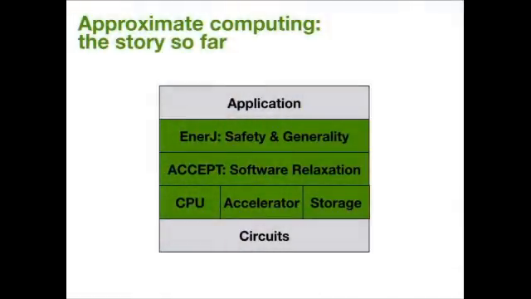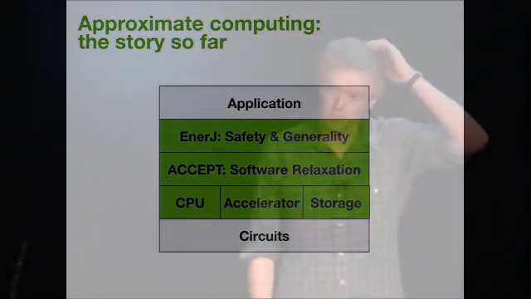And that's what I'm going to talk about today, a few points along this system stack. Some of the things we've worked on in the past have been a programming language called EnerJ that lets people express approximate programs and to enforce the safety properties that try to address the catastrophic failure question that I brought up before. And we're also interested in ways that compilers and hardware can get involved.